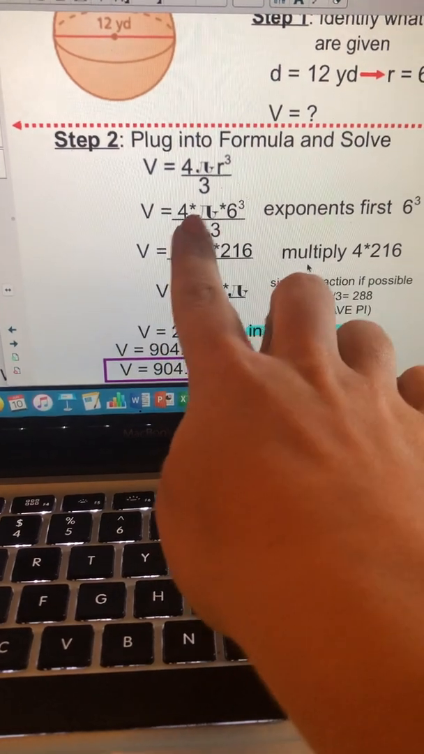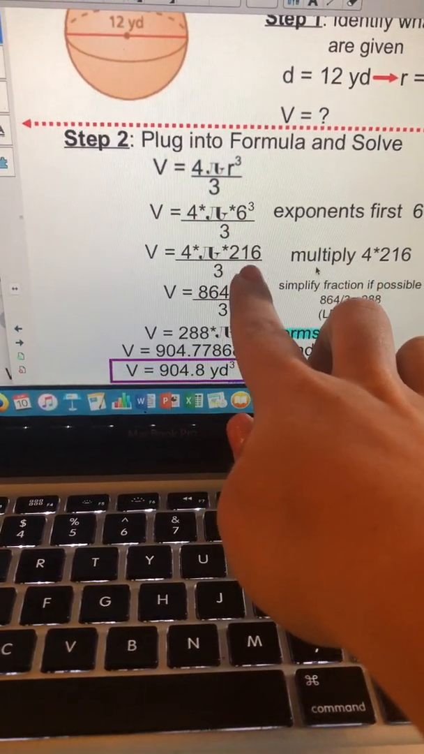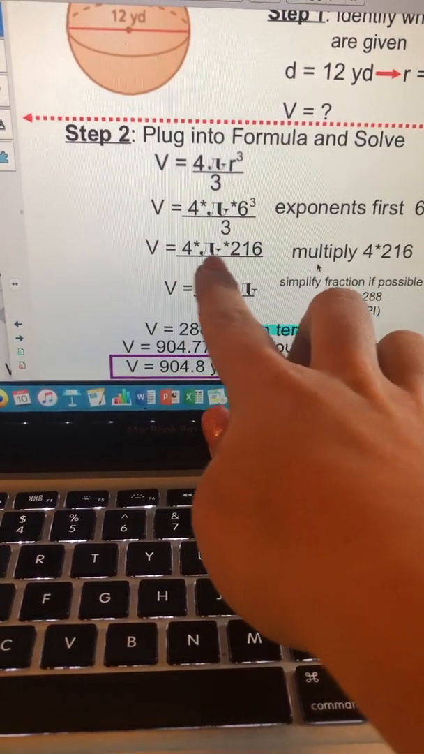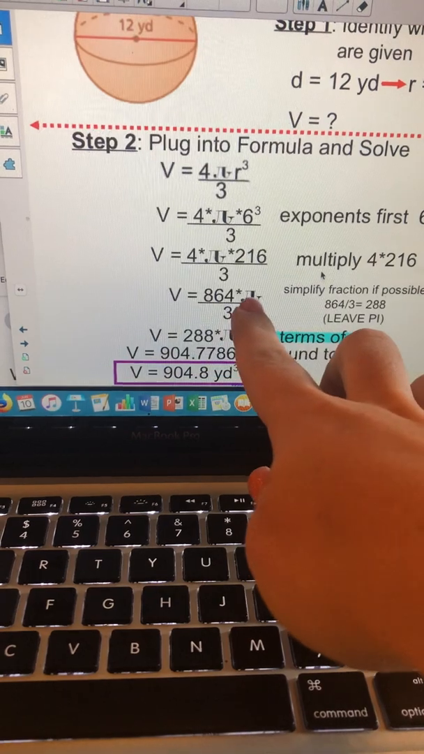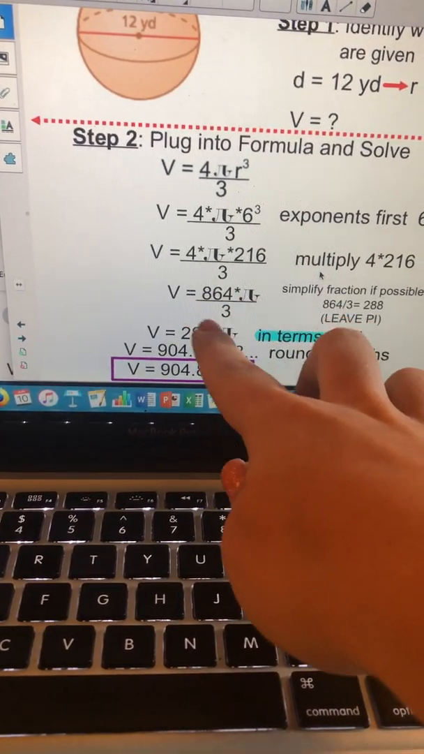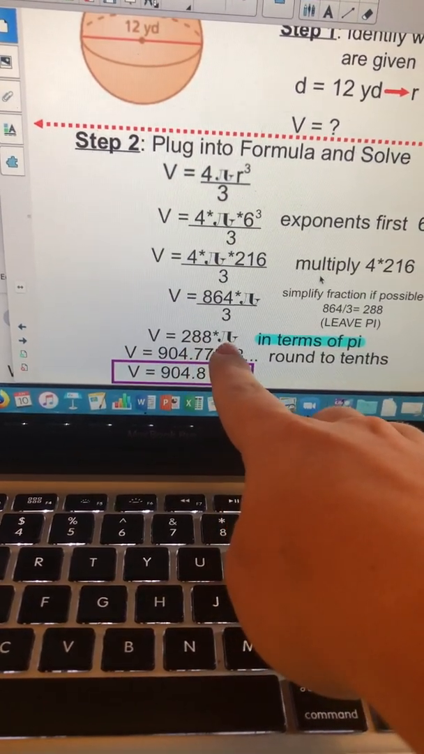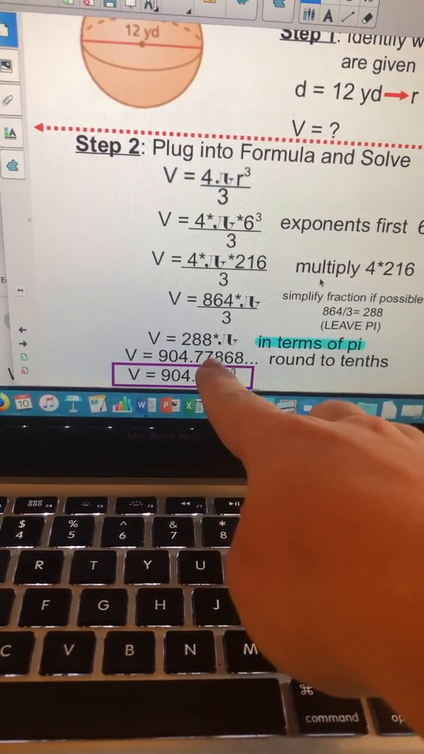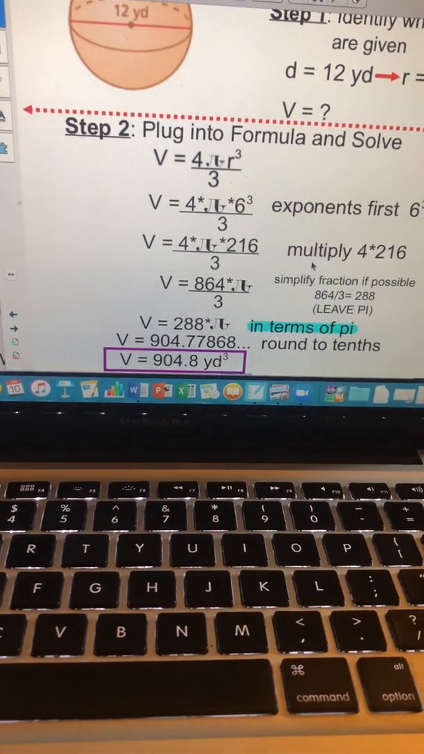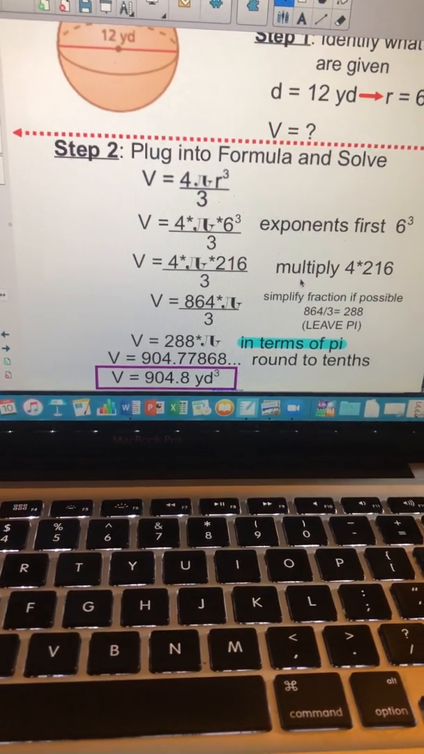We would do our exponents first. So we would do 6 times 6 times 6, which gives you 216. You would multiply the two numerical factors, 4 and 216, leaving pi out of it and just bringing it back after. Then we would divide just the numbers, 864 by 3. We get 288 times pi, which is our answer in terms of pi. We go a step further and multiply and round, okay? In volume, our units are always to the third power, so that's why you see yards cubed.